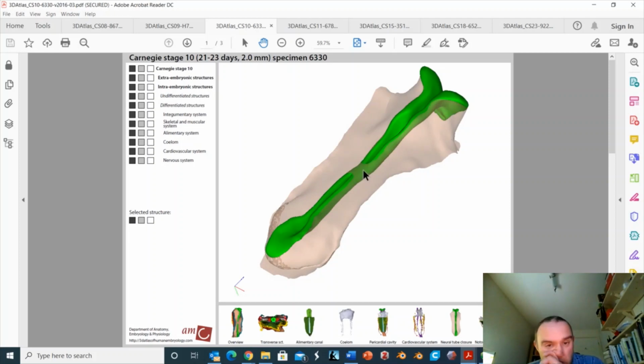If the neural tube fails to close in the caudal direction, this leads to the condition known as spina bifida. Okay? And spina bifida has a number of different forms, which we'll talk about further in other videos. But spina bifida essentially is failure of the closure of the neural tube in the caudal direction.